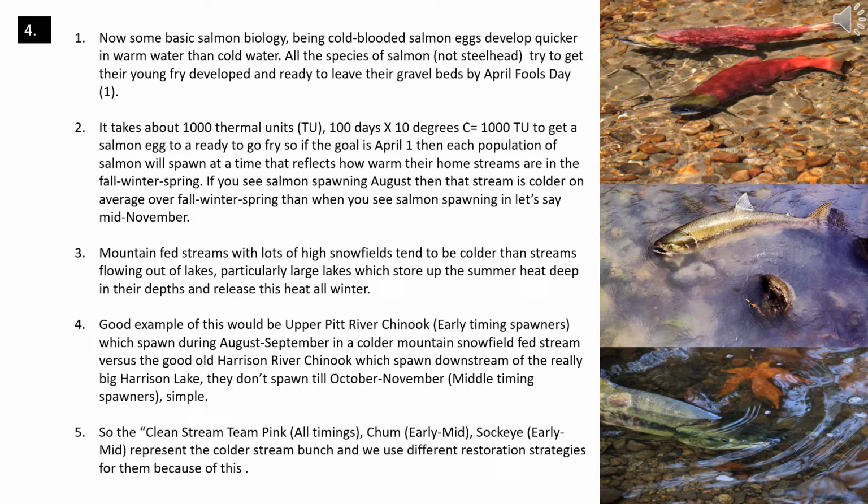So the clean stream team are pink salmon of all timings, early, mid, and late. Chums, only those in early and mid timing. Sockeye, early and mid timing. And they represent the colder stream bunch. Effectively they represent streams that are surface water fed. What I mean by that is they either come out of a lake or off a mountain stream. I'll talk later about other types of water supplies, but we're not going to talk about that right now. So we will use different restoration strategies for them because of this.